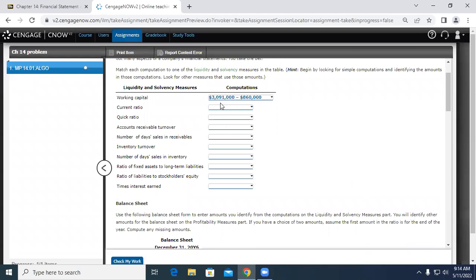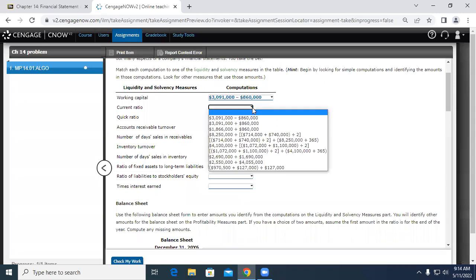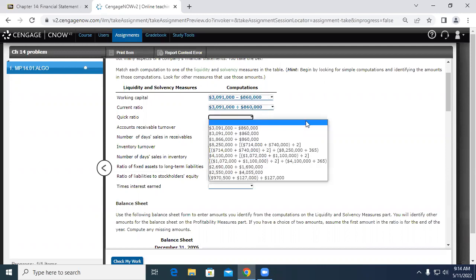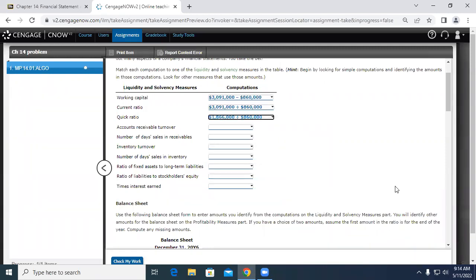Okay, so now at this point, I know our current assets are 3,091,000. We know the formula for current ratio is current assets divided by current liabilities, so it must be that one. Same numbers, but instead of subtracting, we are dividing. Now the quick ratio, we know is the sum of the quick current assets divided by all of the current liabilities, and so it must be that calculation.